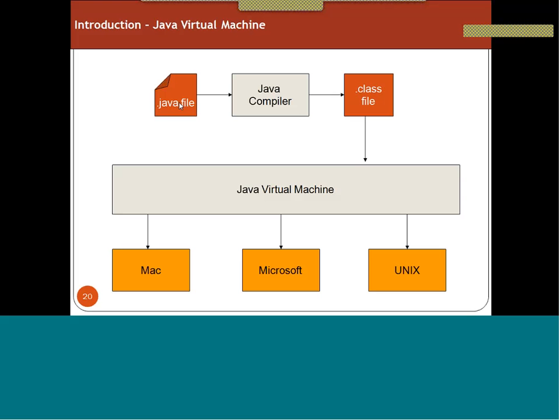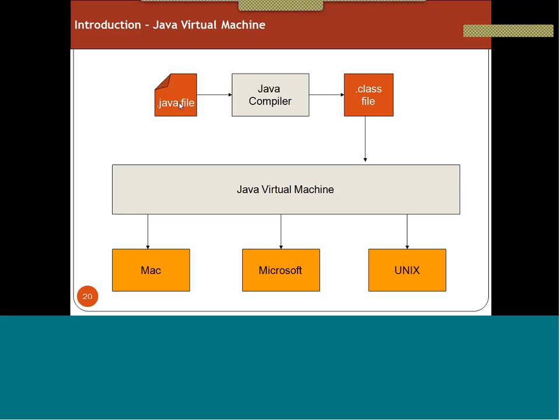That JVM, if it is running on the Macintosh operating system, will execute our program on Macintosh. If it is running on Microsoft Windows, it will run on Windows, or else on Unix. So what is the extension of our Java program file? It is .java.